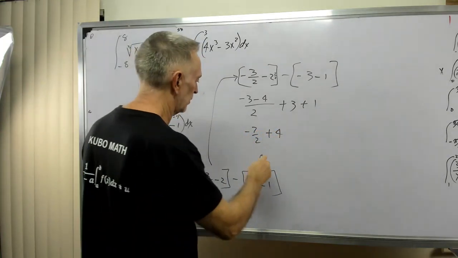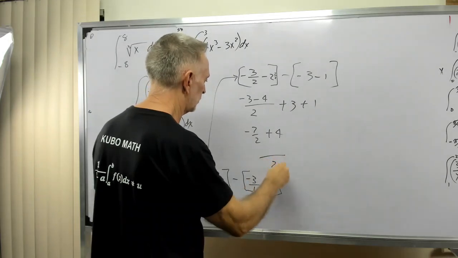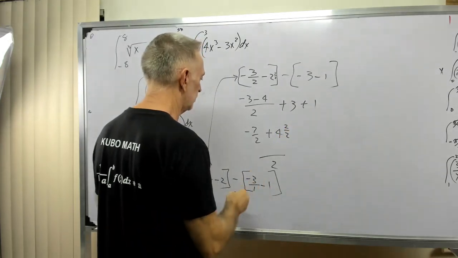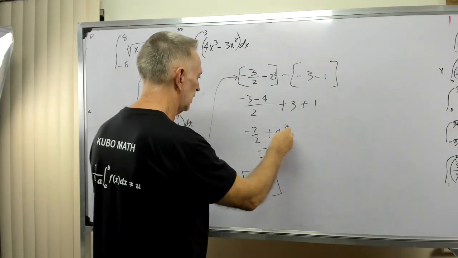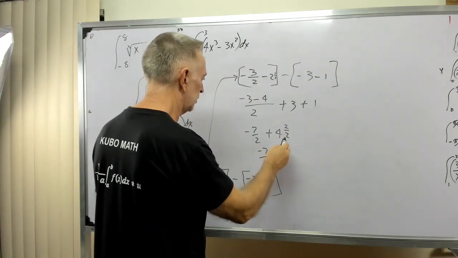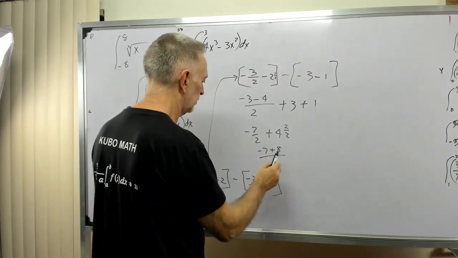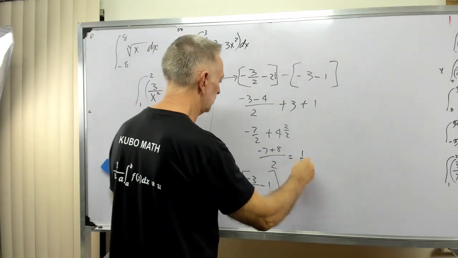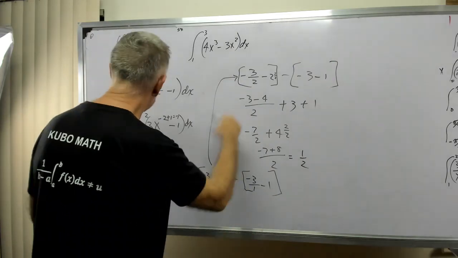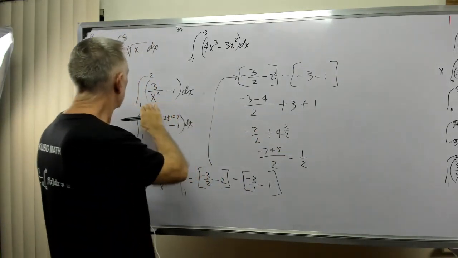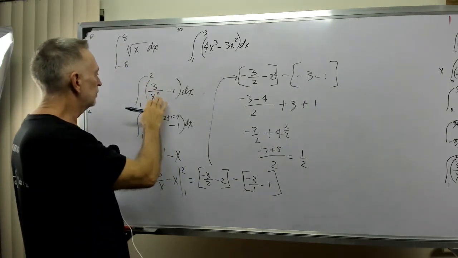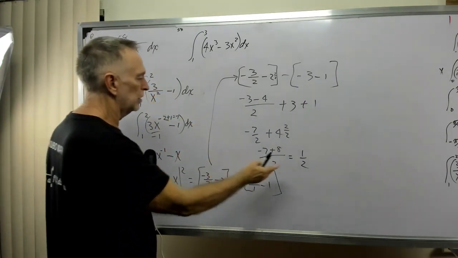Well, let's get another common denominator. Let's put it over 2. So I have 2 over 2 times that one. So negative 7 over 2 plus 8. 4 times 2 is 8. 8 over 2. So that gives me a positive 1/2. So that integral we started with, going from 1 to 2 of 3 over x squared minus 1, the result is 1/2.